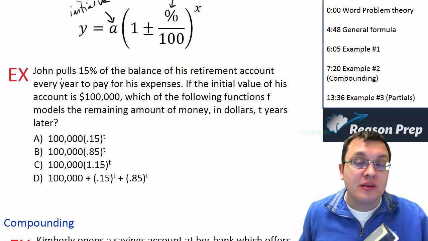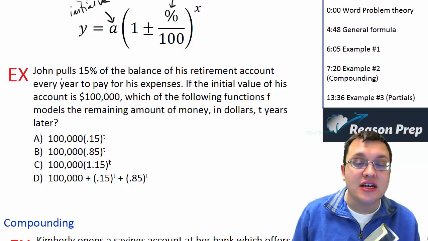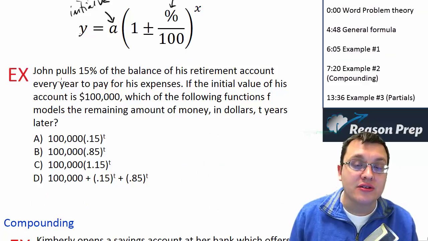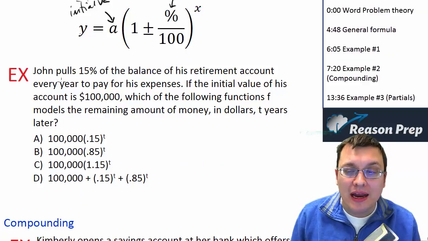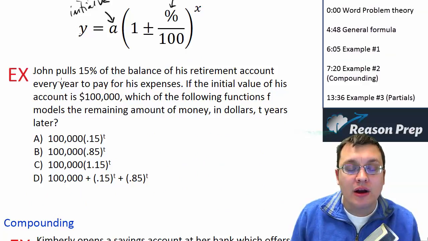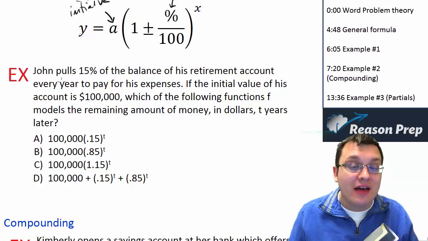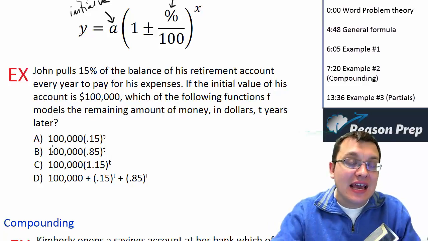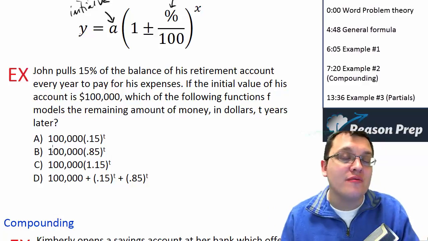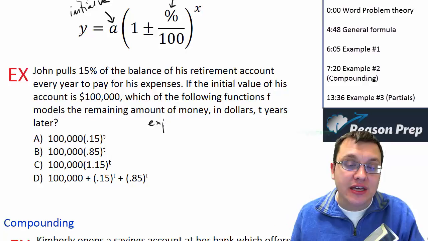John pulls 15% of the balance of his retirement account every year to pay for his expenses. If the initial value of the account is $100,000, which of the following functions f models the remaining amount of money in dollars t years later? So what do we have here? The beginning value is $100,000, which all of these have. But each year, he's taking out 15% of the value of his retirement account to pay for his expenses. So we have exponential decay.